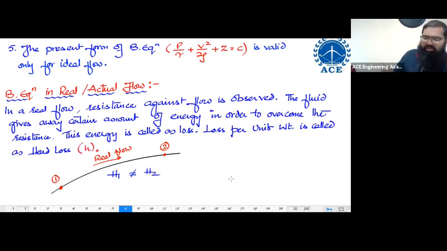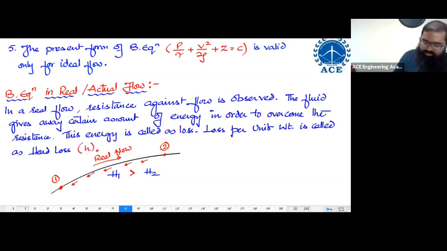Again, put the same logic. If H1 is not equal to H2, who is greater over here? You see, as you are moving forward, you are going to give away some energy. Every time you encounter some loss, you are having some resistance against the flow. Someone is working against you. These are all resistances. You're going to give away some energy everywhere and keep moving forward. So initially you are having higher energy, later on you are having lesser energy.